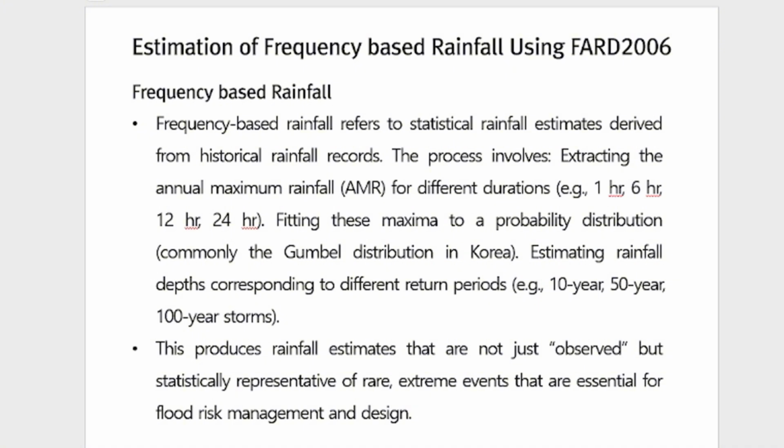The process involves extracting the annual maximum rainfall, AMR, for different durations. For example, 1 hour, 6 hours, 12 hours, 24 hours, and so on. And then fitting this maxima, or AMR, to a probability distribution is the next step. Commonly, this is the Gumbel distribution in the case of Korea.